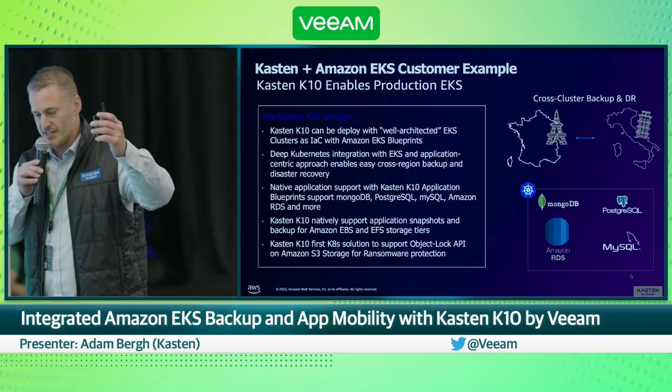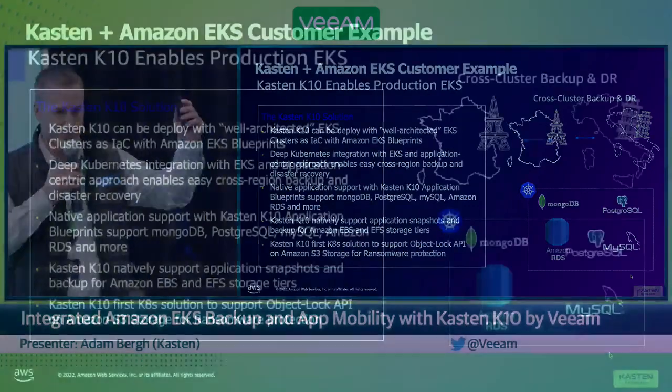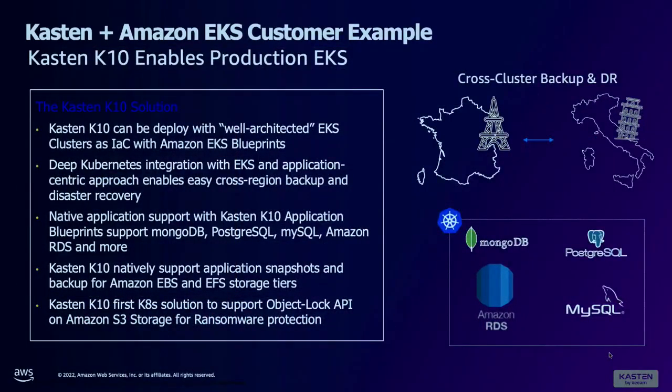And they had that ransomware use case. So Kasten K10 was the industry's first Kubernetes data protection to support object lock APIs from Amazon. So we can guarantee that our data is immutable. It can't be modified, can't be deleted. I have a guaranteed good copy of that data locked up in Amazon S3.